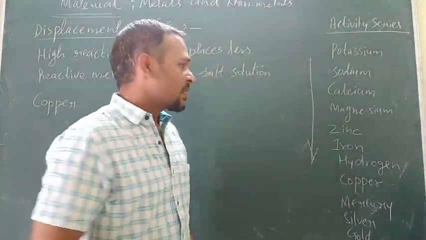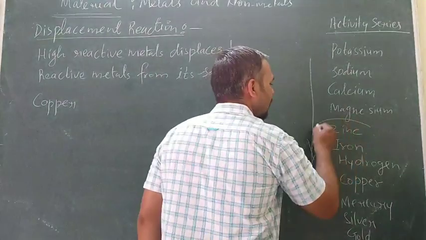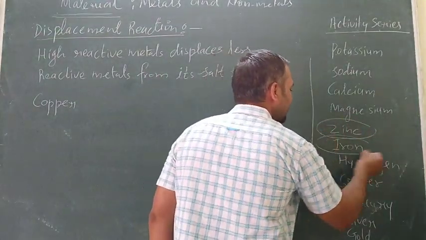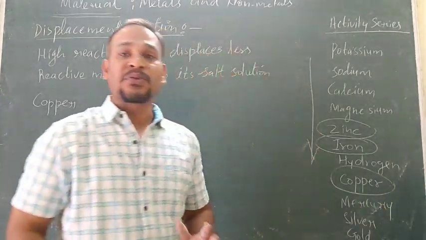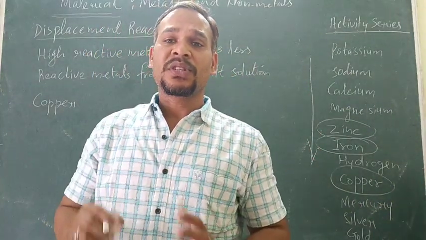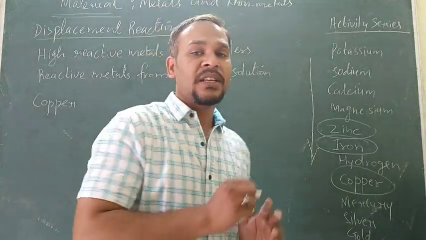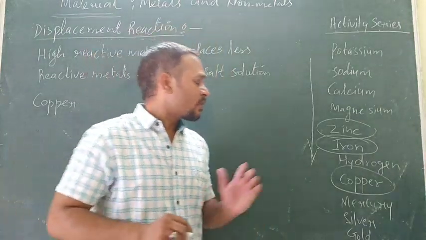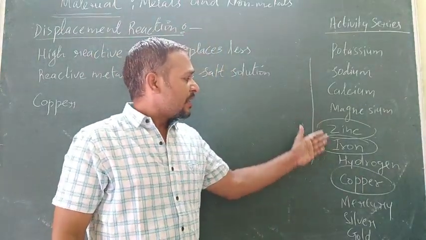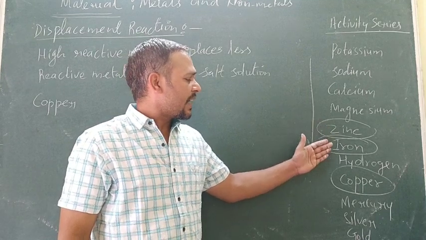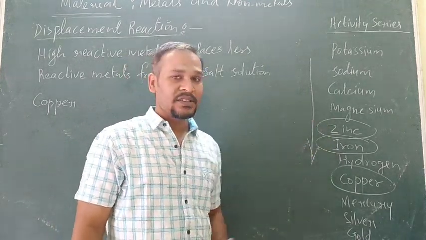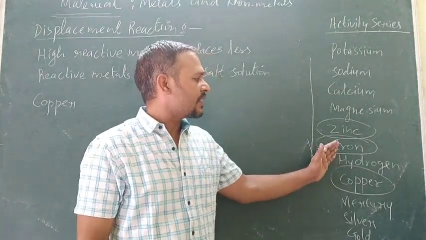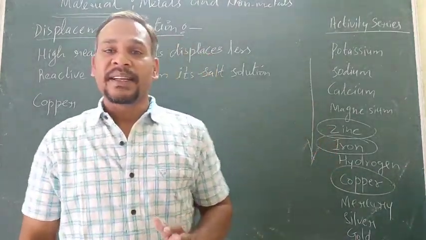In your syllabus, most of the time these three, zinc, iron, copper, are substituted, or most of the questions have been formed from these three metals, right? So you just remember, zinc is more reactive than iron and copper. Iron is more reactive than copper but less reactive than zinc, and copper is less reactive than both zinc and iron.